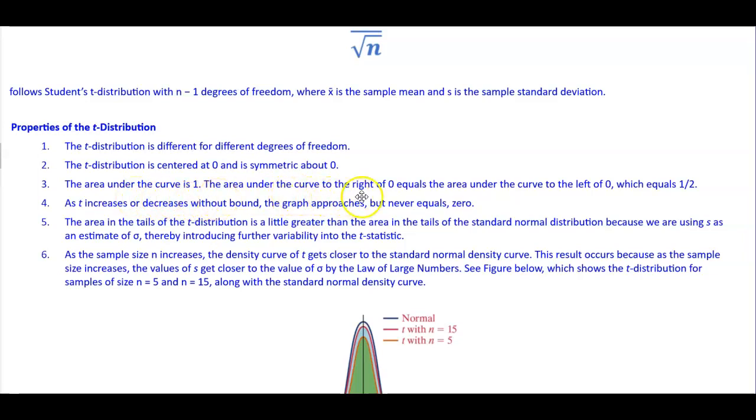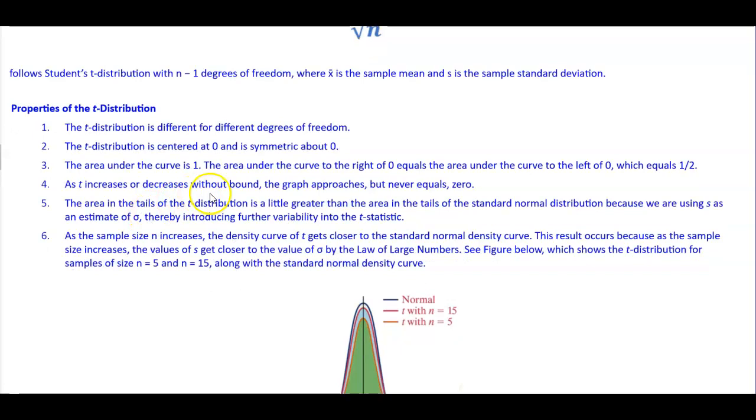The area under the curve to the right of 0 equals the area under the curve to the left of 0, which equals 1/2. 4. As t increases or decreases without bound, the graph approaches but never equals 0.